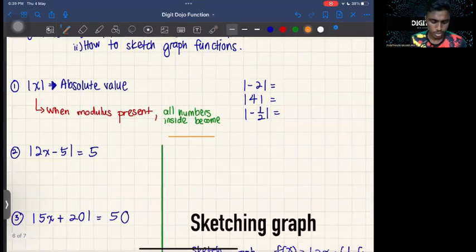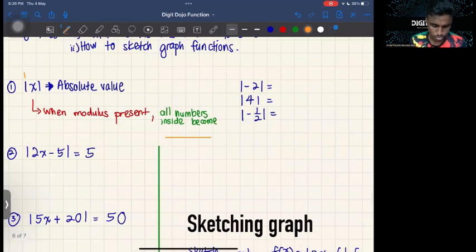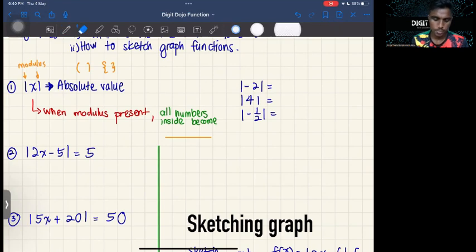First one, this is called as modulus. It's a straight line acting as a bracket. Normal bracket will be like this, or set notation will be like this. And this one is a straight line bracket. It's called as modulus. And when a number is found inside the modulus, it's known as absolute value.